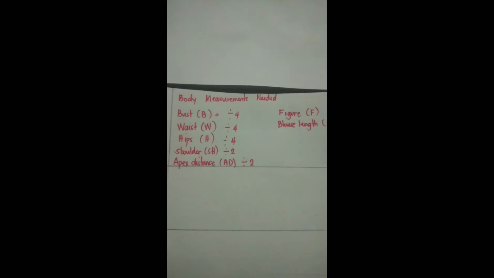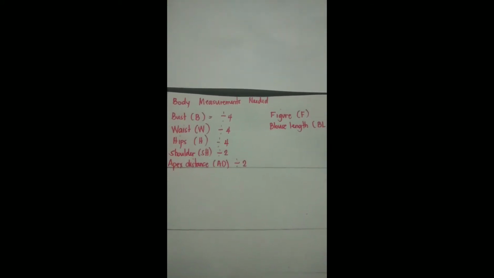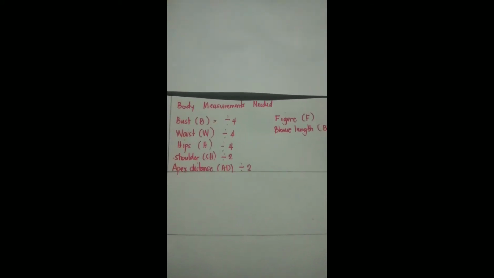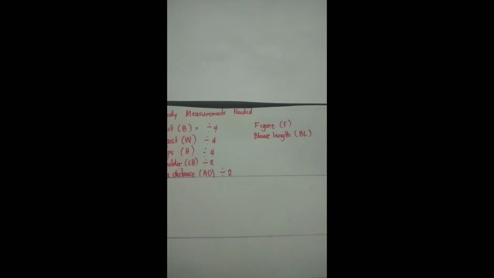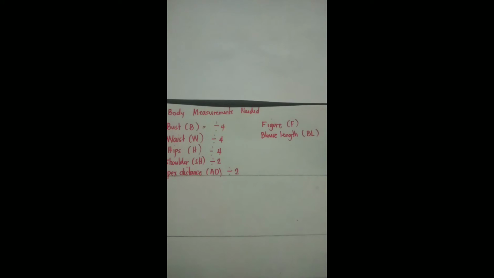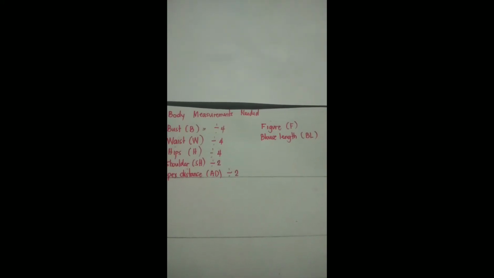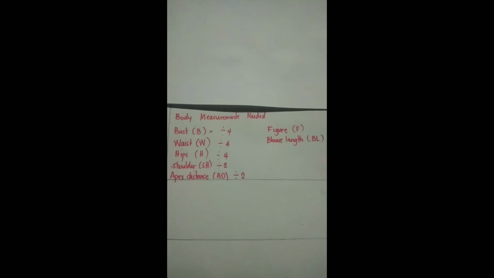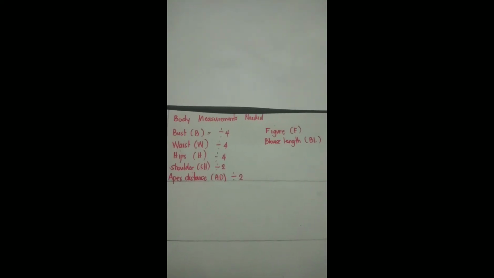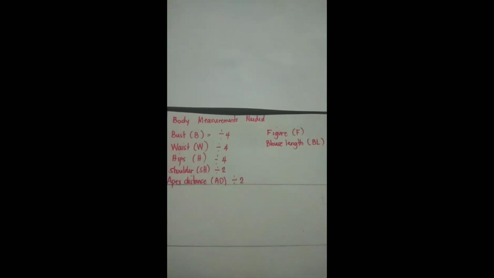Shoulder, SH, divide by 2. Your apex distance, or AD, you are going to divide by 2. Figure, letter F, and blouse length, BL, are just the same. They remain as 1. You don't have to divide your body measurements in these two. Okay?